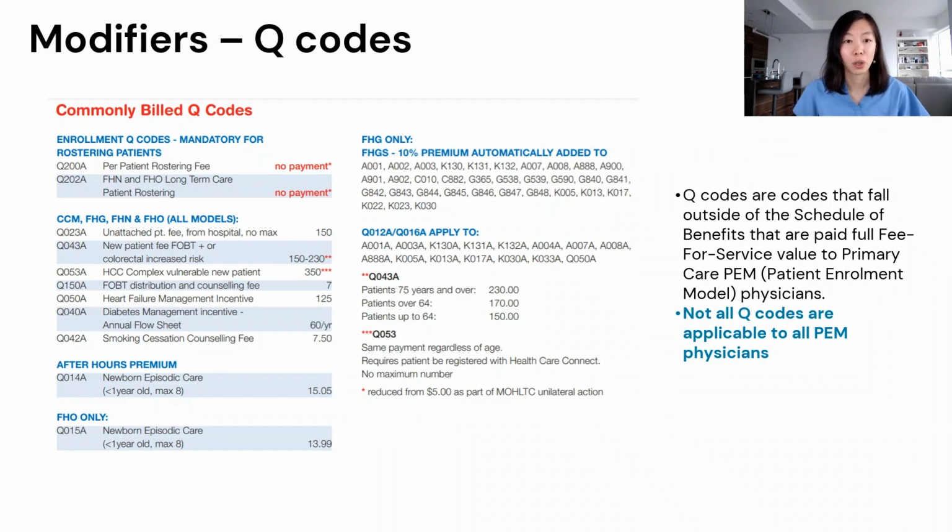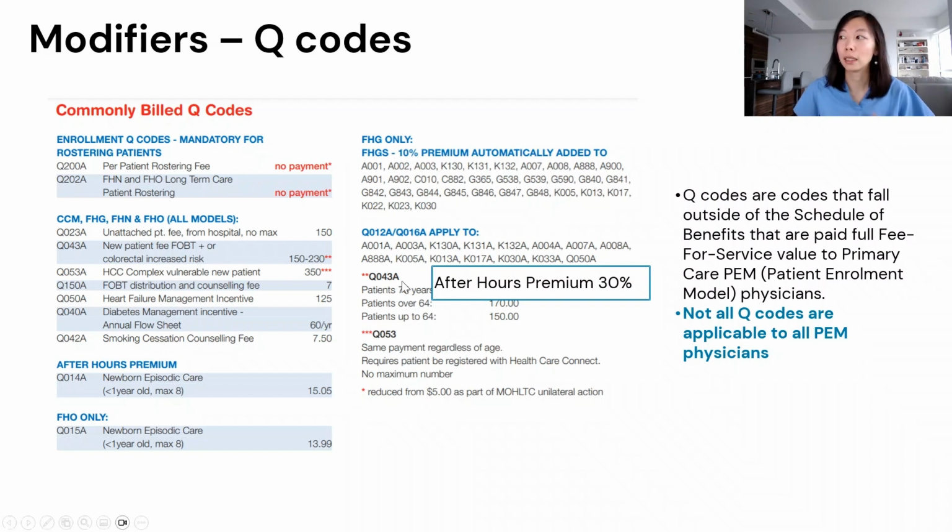The other thing to note are these after-hours premiums. Those are something you should draw your attention to, because Q012s can be billed by both FHG doctors and FHO doctors as well. And this gives you a bit of an extra 30% bonus for working after 5 p.m. or on weekends. And this other one is more so for CCM type billing models.